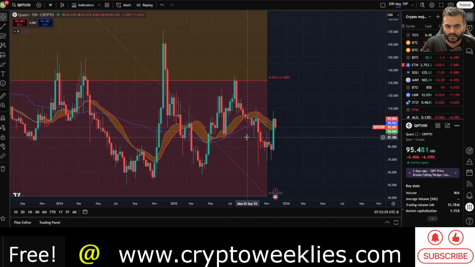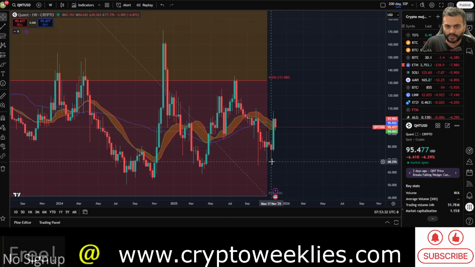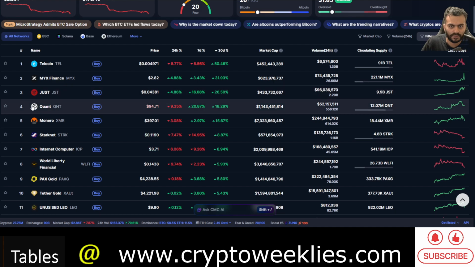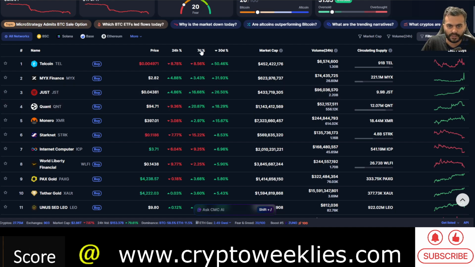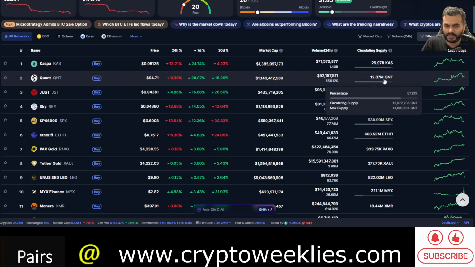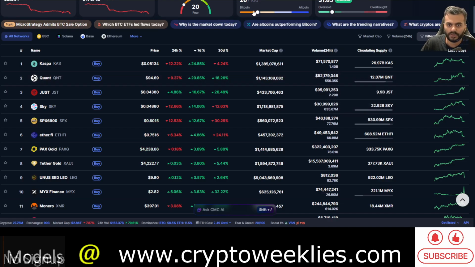The current price action, from its lows of about $68 to at one point around $108, marked a different price action for Quant compared to the other major cryptos. Again, it's the fourth most rallying crypto over the last 30 days, and over the last 7 days it's the second most rallying crypto. Market cap is above 1 billion, with a decent amount of released supply out of the max supply of roughly 15 million. 12 million, or 81% of the total supply, is already in circulation.